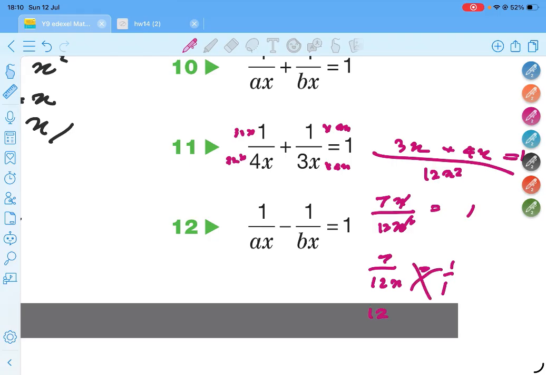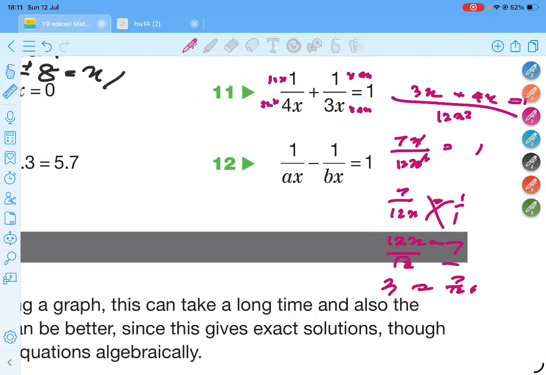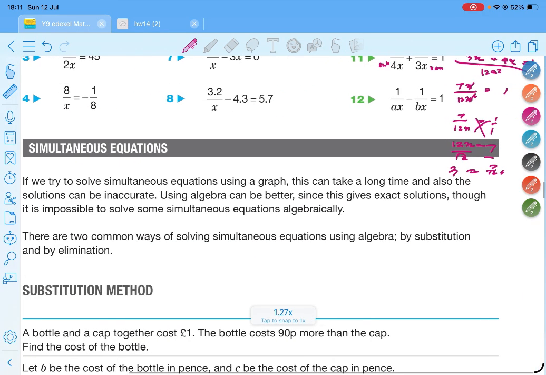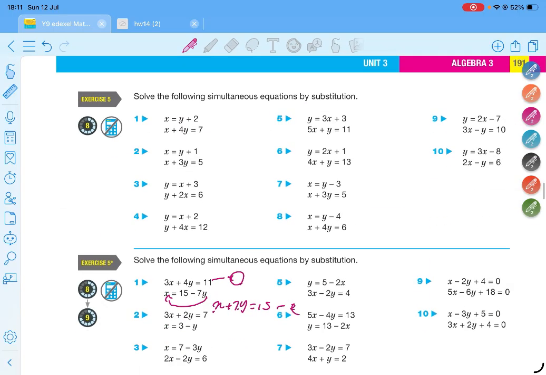On this side I do cross multiplication: 12x equals 7. Both sides divided by 12. x equals 7 over 12. Why? Because my final purpose is finding the answer for x. x is 7 over 12. So it's good.